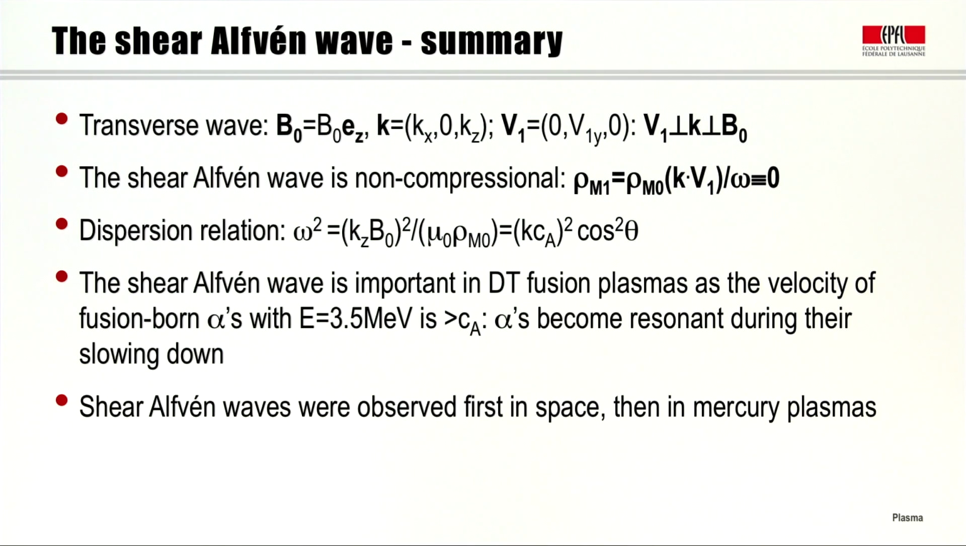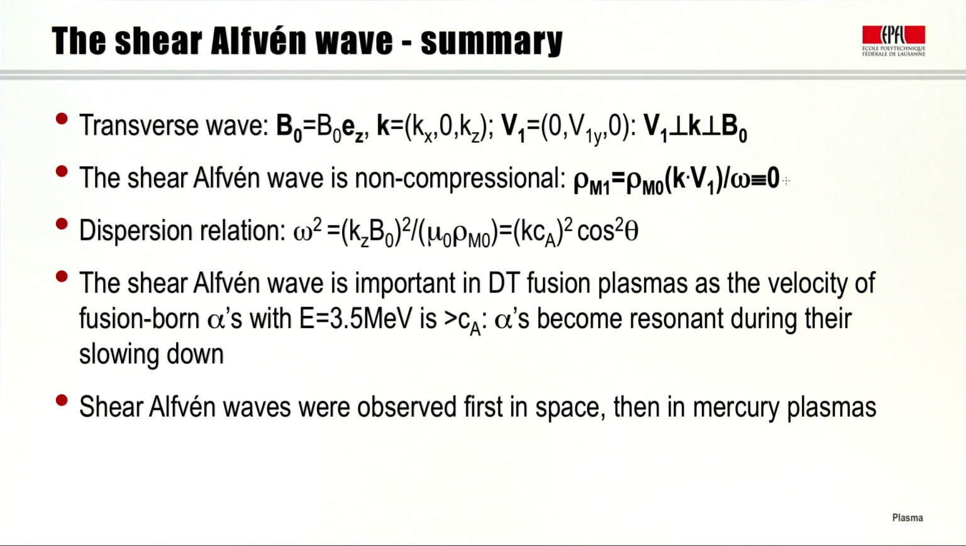We can now summarize what we have found for the shear Alfvén wave. The shear Alfvén waves are transverse waves. The perturbed velocity v1 is perpendicular to k and to the equilibrium magnetic field B0. The shear Alfvén wave is non-compressional. The perturbed mass density rho m1 is equal to 0. The dispersion relation can be cast in the form omega squared equals k squared Ca squared times cos squared theta.